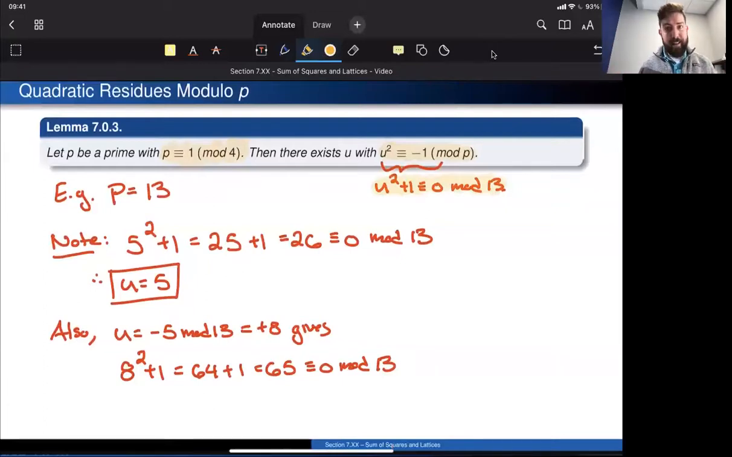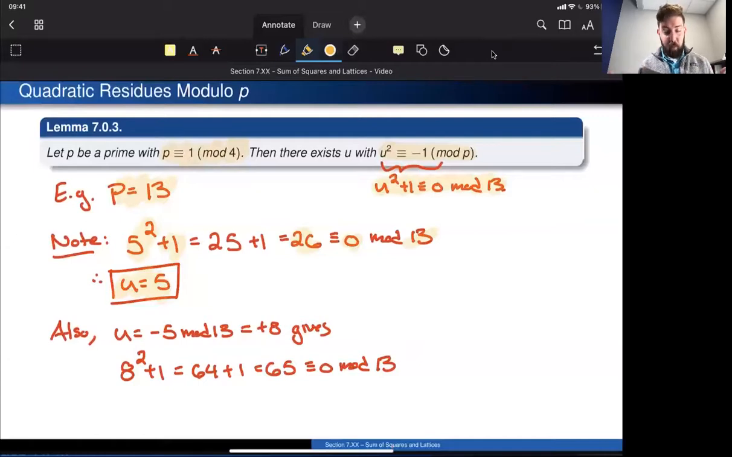The example that I want to lean on as we jump into this process is the number 13. P being 13 is prime, and it is a 1 mod 4 because it's 12 plus 1. Notice that we can come up with a u for this pretty easily. If I take u to be a 5 and square that 5 and add 1, you get a nice little 26, which is absolutely a 0 mod 13. So that's the result of this lemma: I have a prime, and I'm claiming that there's a u that would satisfy this equation. Here's me giving an example of such a u.